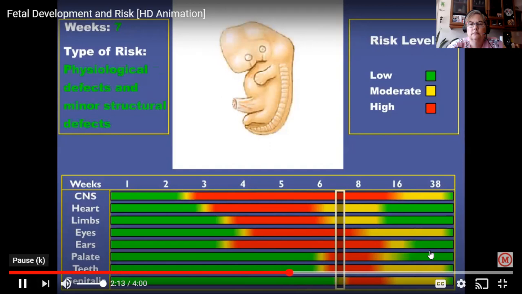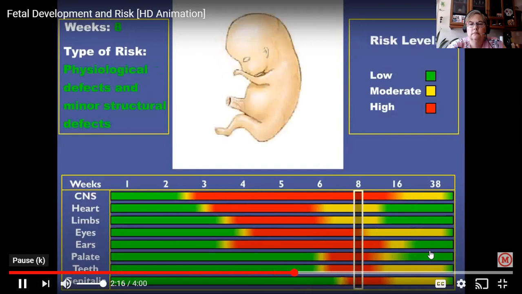At 8 weeks, the fetus is about 1 inch long. Note the lengthening of the limbs. The risks at this stage are physiological defects and minor structural abnormalities. In the second trimester, undernutrition has a greater effect on the mother than on the fetus. However, hereditary diseases and prescription and recreational drugs are still a danger.